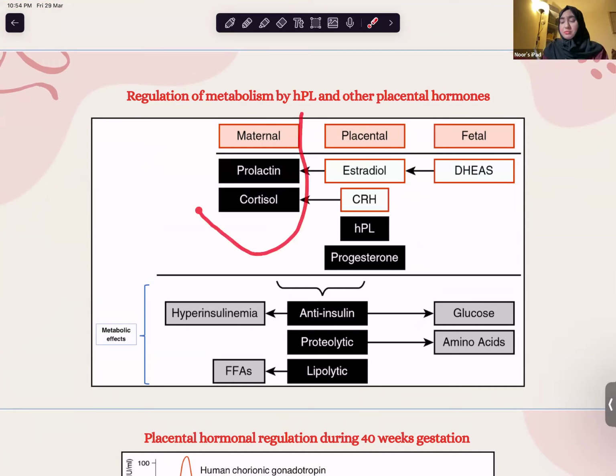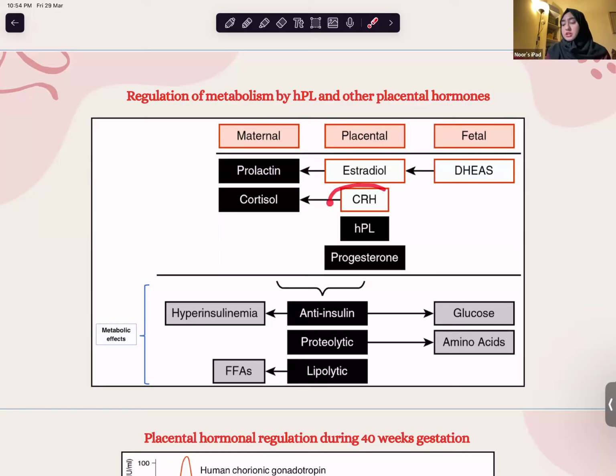So we spoke about the maternal side, the placental side, and the fetal side. The placenta releases the hormones estradiol, CRH, HPL, and progesterone. Estradiol is basically estrogen. Remember, when estrogen is produced, it gets the androgen DHEAS from the fetus, which is desulfated, and then estradiol is produced. This estradiol helps in the production of prolactin in the mother.